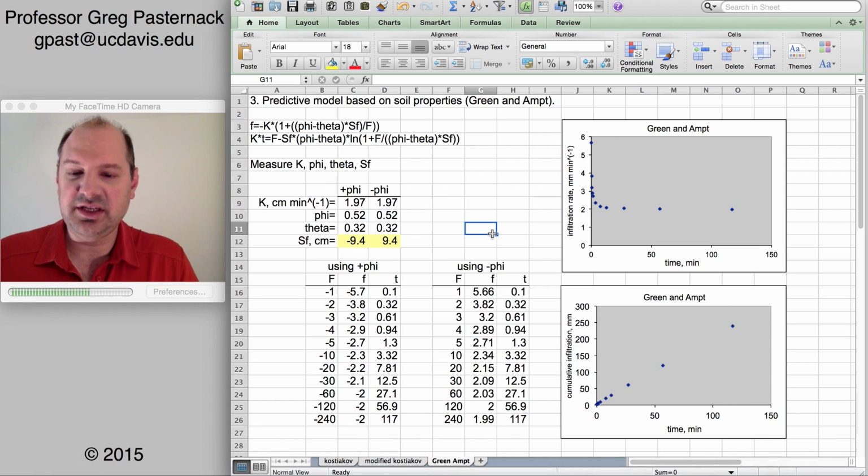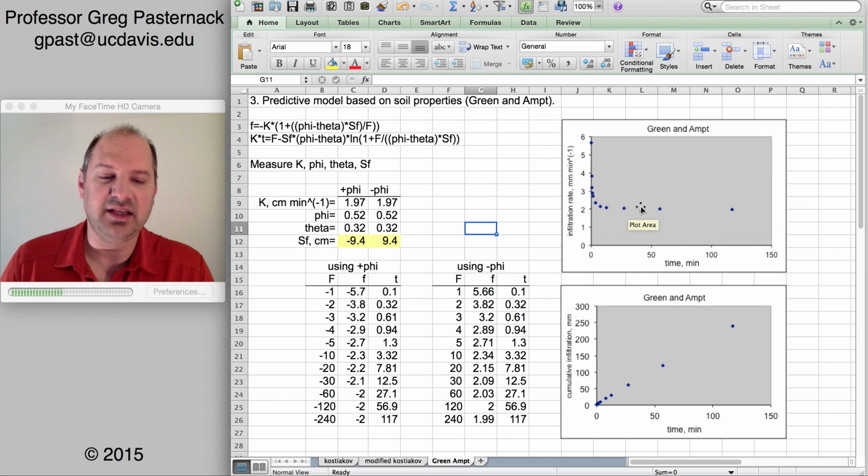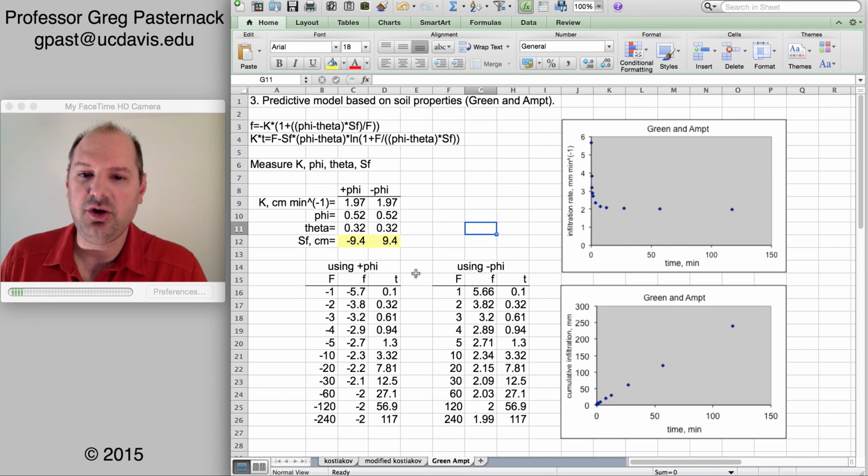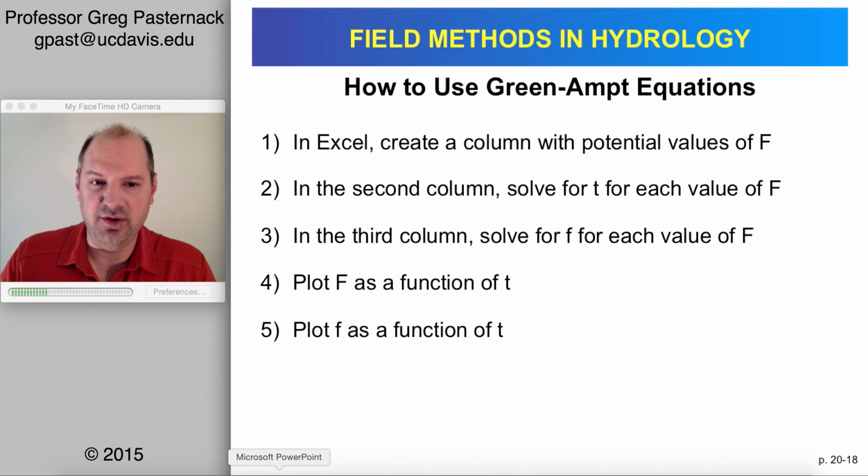So how you do this in practice is you would again, well, you wouldn't be using the field experiment to fit those things, but you could try to use this to back solve for individual values like K or psi f or whatever. But anyway, that's how you implement that function.